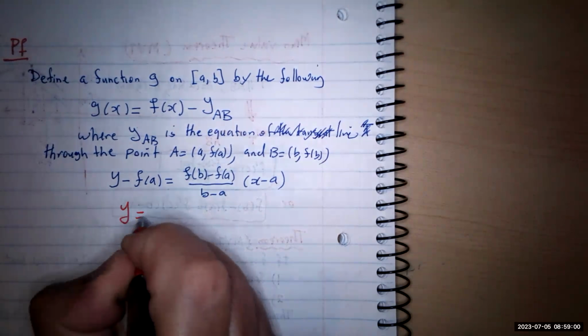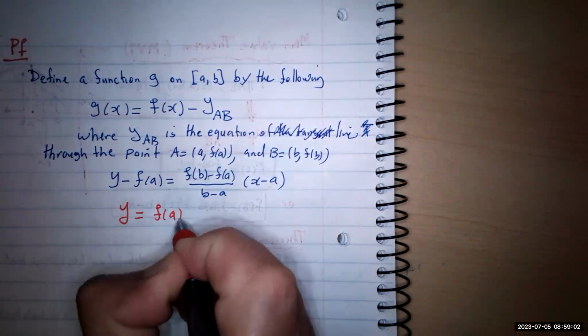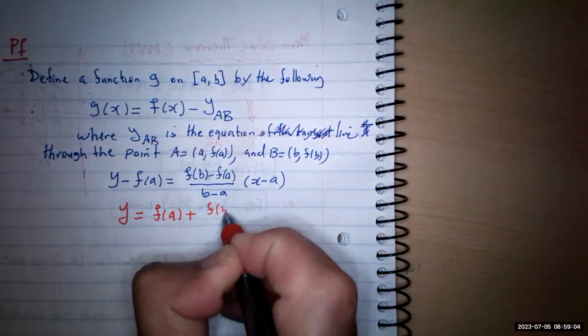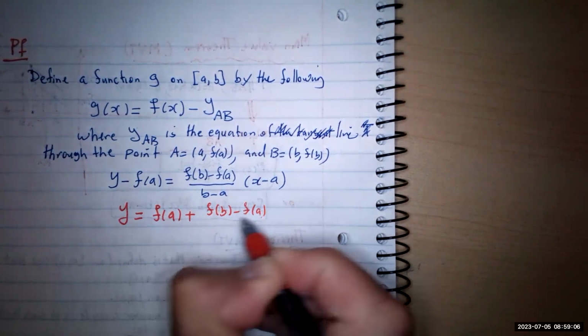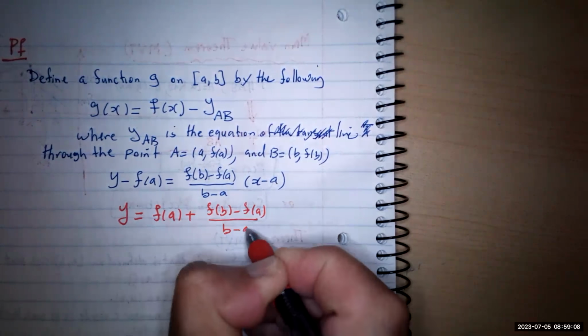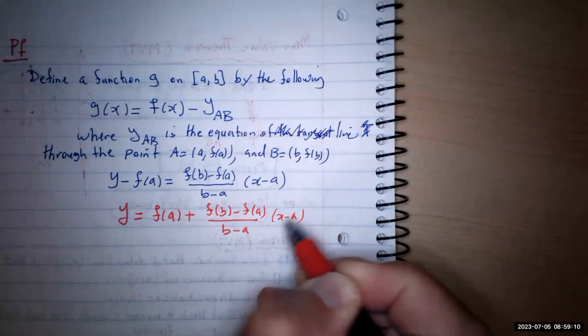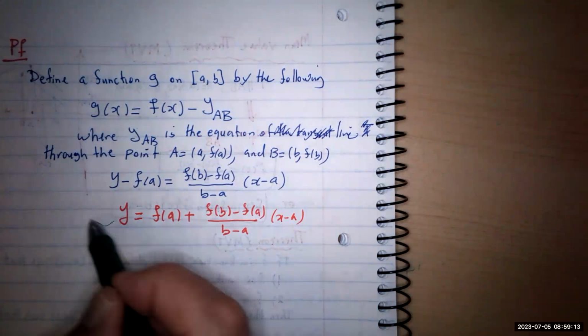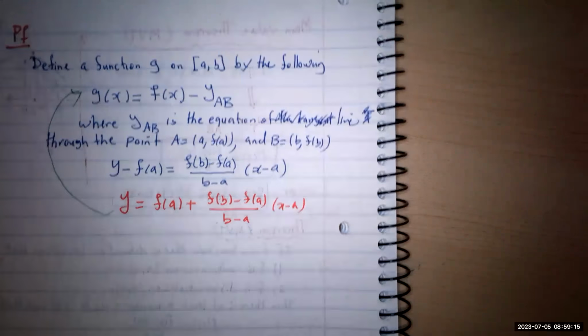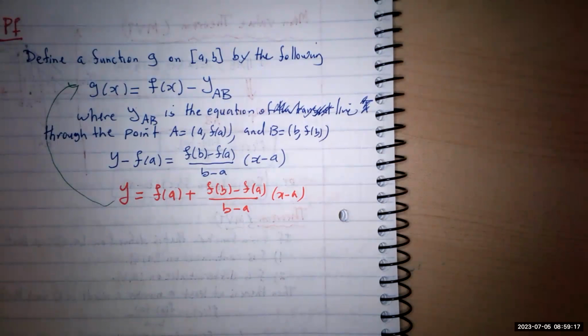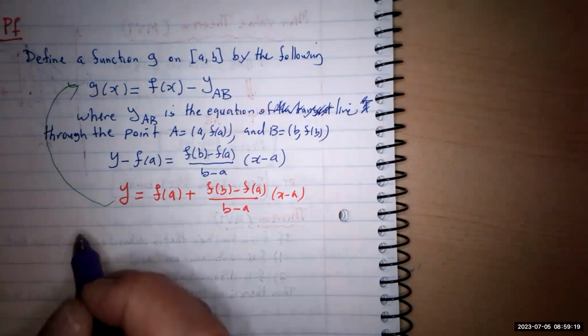So that gives me y equal to f of a plus f of b minus f of a over b minus a times x minus a. You see, take this one here. This is a function that satisfies Rolle's theorem, and then you can get your result.